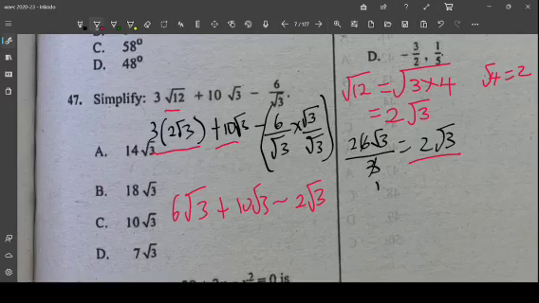Since they all have root 3, I can then solve them normally. So what is 6 plus 10? That's 16 root 3 minus 2 root 3. So what is 16 minus 2? It's 14 root 3. So your answer is option A.